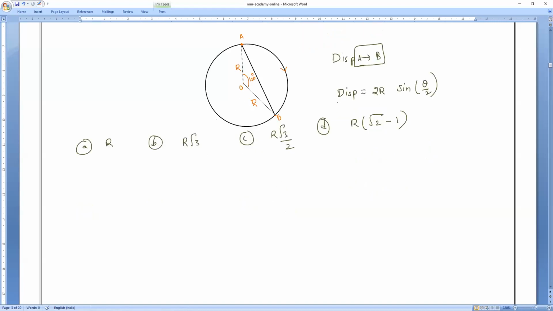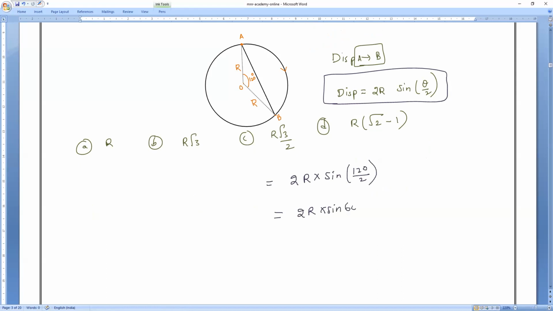Remember, displacement equals 2r sine theta by 2. That's all it is. Now you can see that. What will come? Displacement equals 2r sine 120 by 2. 120 by 2 means how much? 60. So sine 60. What is the value of sine 60, everybody? Root 3 by 2, so the 2 will get cancelled. What is the answer? R root 3.